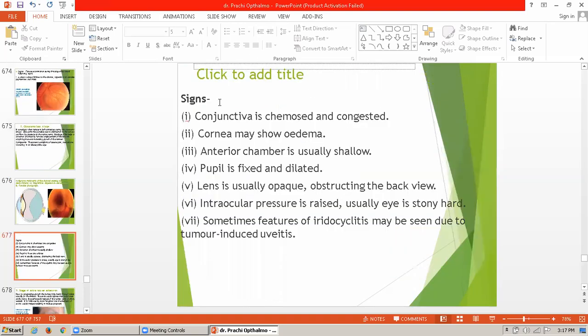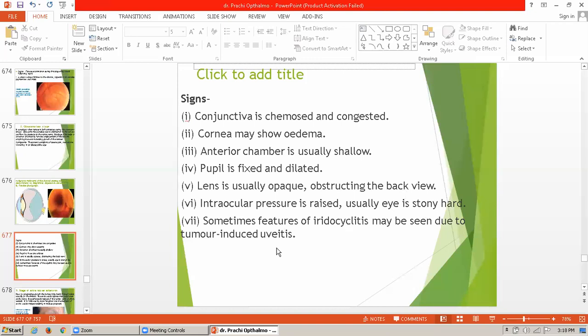Then the signs: the conjunctiva is congested and the cornea may show edema. The anterior chamber is usually shallow, the pupil fixed and dilated, and the lens usually opaque, obstructing the back view. The intraocular pressure is raised, and the eye is usually stony hard. Sometimes features of iridocyclitis may be seen due to tumor-induced uveitis.